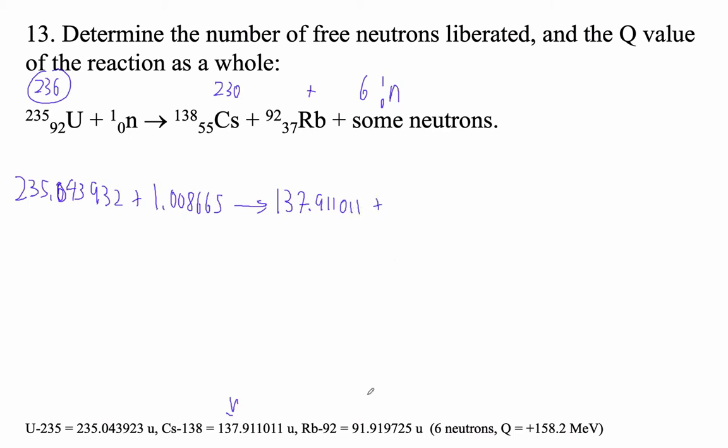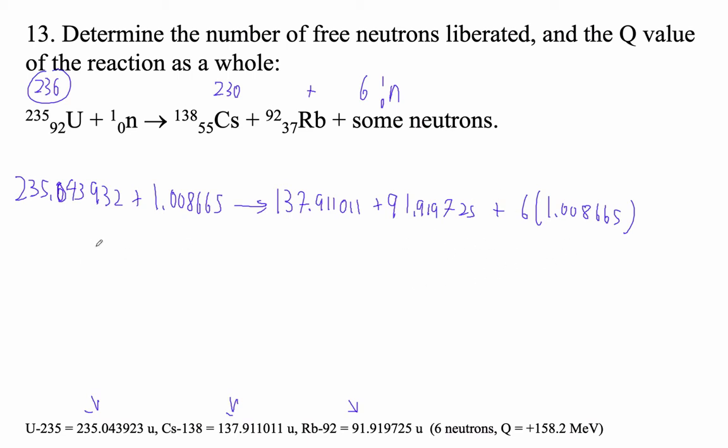137.911011 plus rubidium 91.919725, right? And I looked these up on the online table of nuclei. Back in the day, we had a book that we had to look them up in. Okay, the book. All right, and then plus 6 times 1.008665. And this mass is in your data packet. I'll give it to you on the test. You have an undeniable right to that mass.